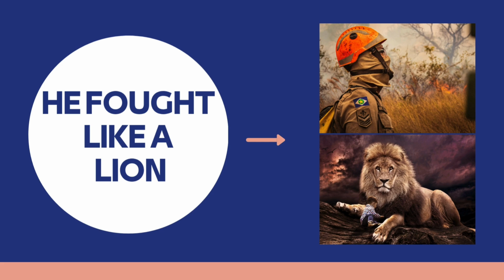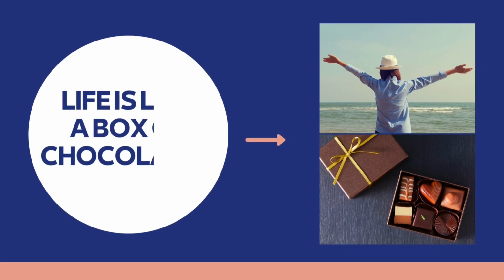Example 2. He fought like a lion. Here we compare a man to a lion. They are not the same, but both are brave and fearless. So he fought like a lion means he showed great courage and strength. So now this word like helped us to picture bravery.